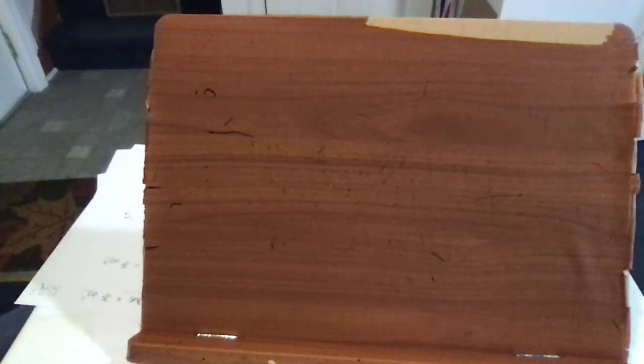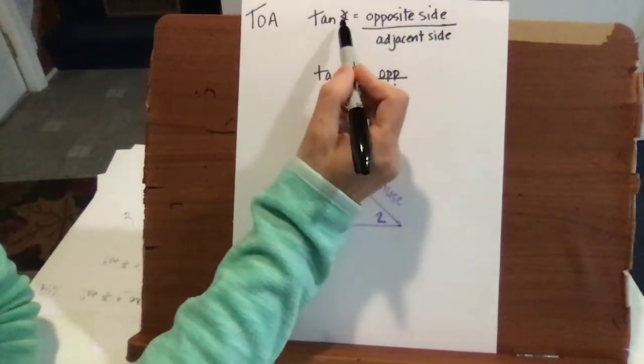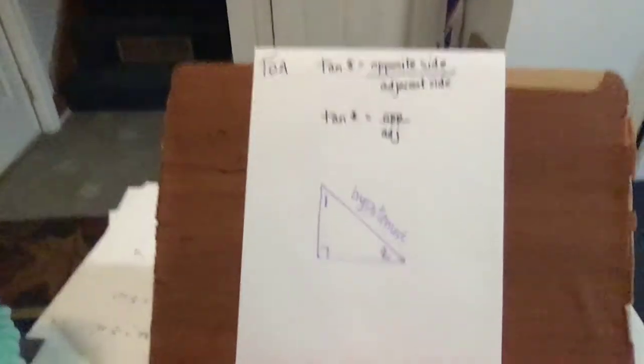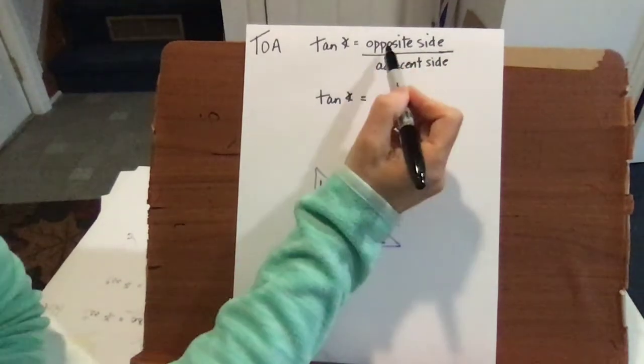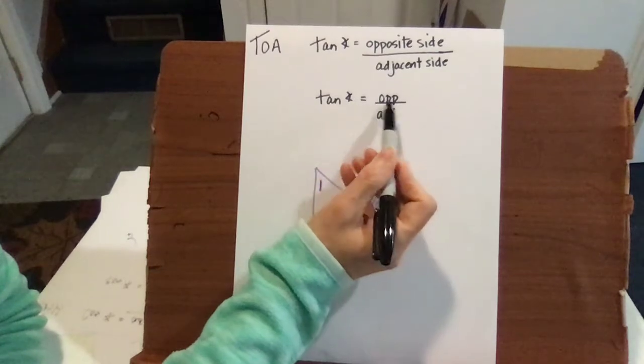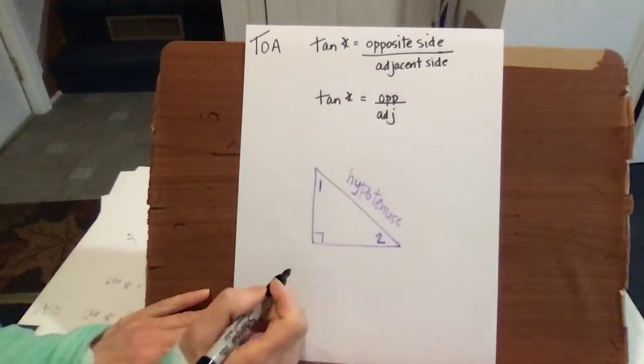And the last trig function we have is tangent. TOA, tangent of an angle. We spell it tan, but we will say it as tangent, and it is equal to the opposite side over the adjacent side. So tangent of an angle equals opposite over adjacent. It never involves the hypotenuse.